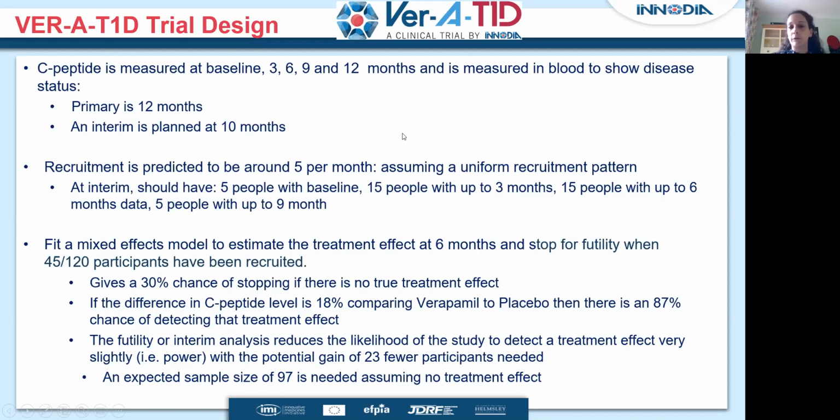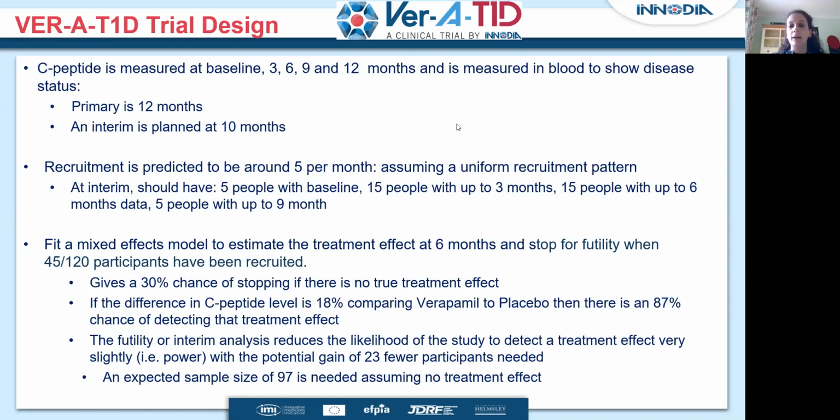Recruitment is predicted to be around 5 per month, assuming a uniform recruitment pattern. But the idea is to fit a mixed effects model to estimate the treatment effect at 6 months and to stop for futility when 45 out of the total 120 participants have been recruited. So this gives us a 30% chance of stopping if there is no true treatment effect with verapamil. Now let's say the difference with C-peptide level is 18% when we're comparing verapamil to placebo. Then we have an 87% chance of detecting that treatment effect. The futility interim analysis, including it, does reduce our power slightly.